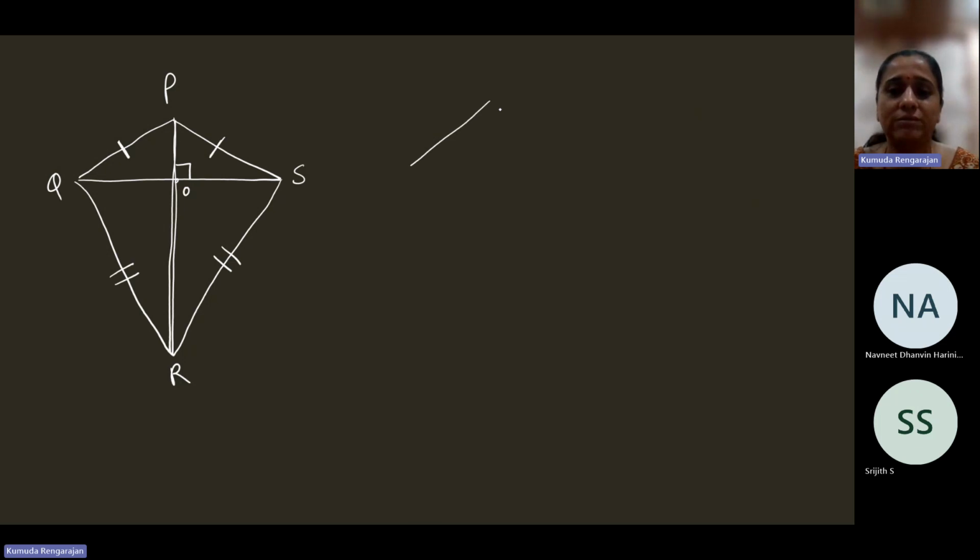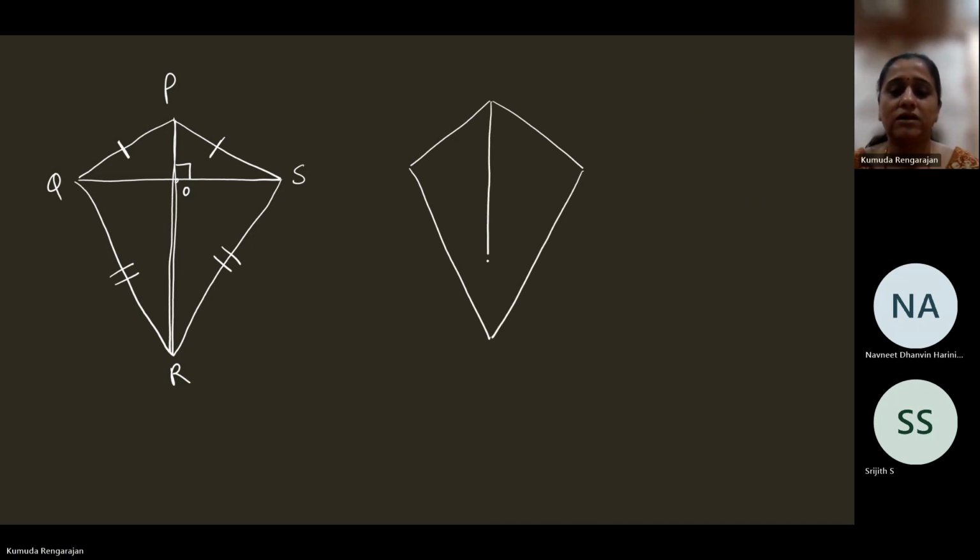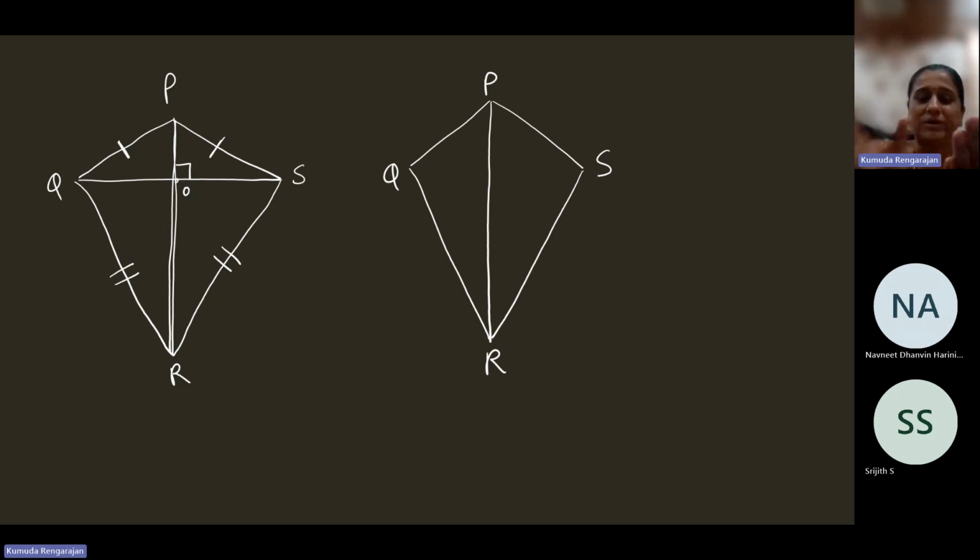Now, let me draw the same kite with only one diagonal, to explain some properties. Let me show only the longer diagonal. Now, the longer diagonal is called the line of symmetry or the principal axis. It's called the line of symmetry because just imagine you fold the kite along this line of symmetry. The triangle on the right side will fall exactly on the triangle on the left side.